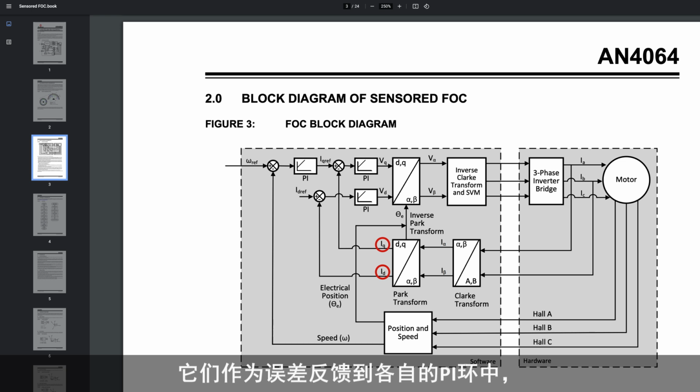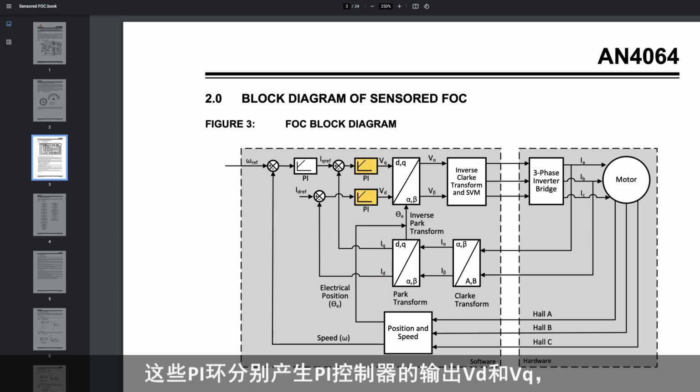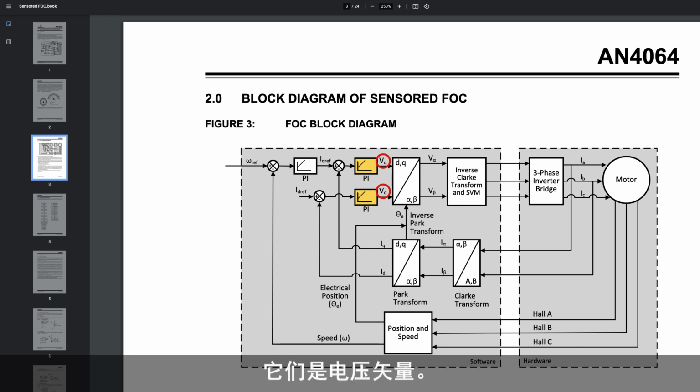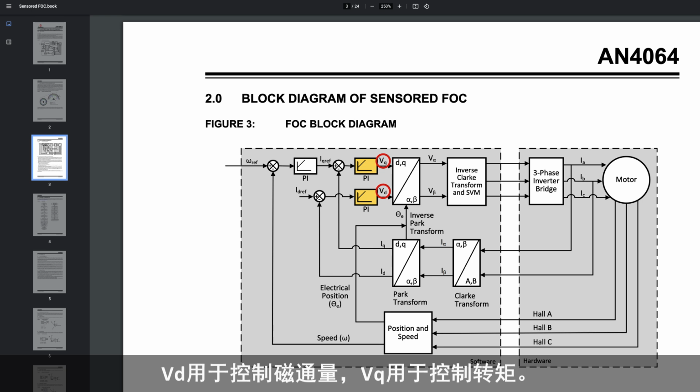Now these are fed back as errors to their respective PI loops, and the outputs of those PI controllers are VD and VQ respectively, which are voltage vectors. VD is for doing the flux control and VQ is for torque.